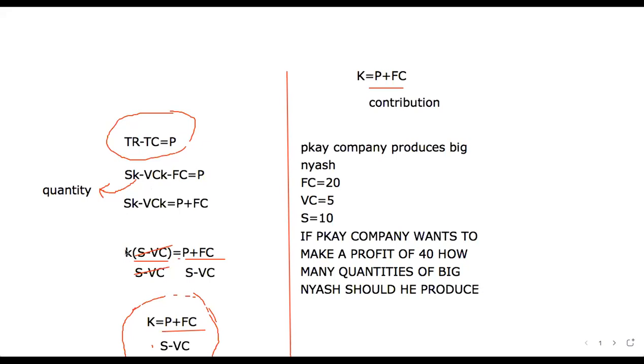But I still want to make K the subject, so I have to divide both sides by S minus V. S minus V will cancel out S minus V. So K will be equal to P plus FC, over S minus V. That is the reason why we have this formula in the book. Do you get it?